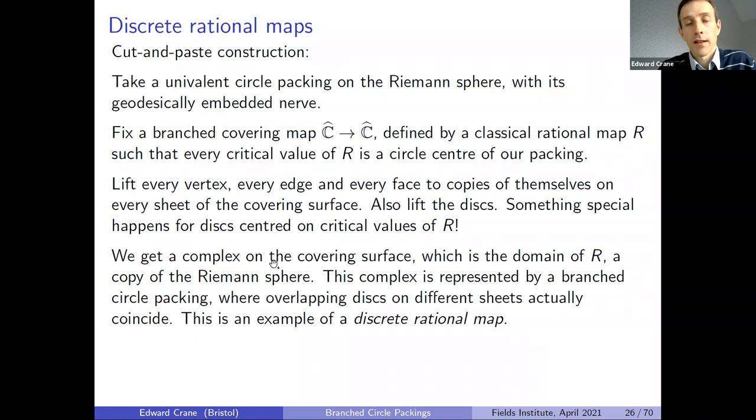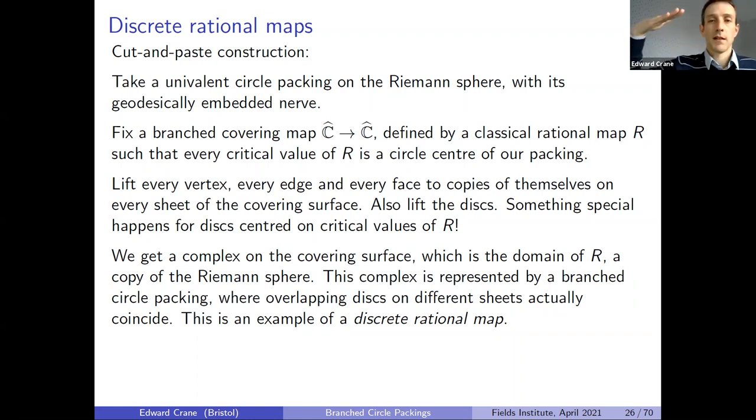So anyway, we get a complex on this covering surface. That covering surface is secretly the Riemann sphere again, because we got it from this map R from the Riemann sphere to itself. And so that means that you could also represent that complex that we just drew on the covering surface in a univalent way, a different way, just using the KAT theorem. So now we have two different circle packings, one univalent and one multivalent, for the same complex. So that's an example of a discrete rational map.